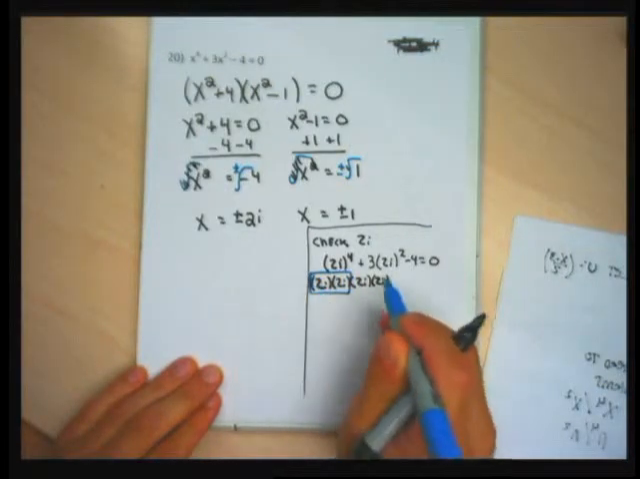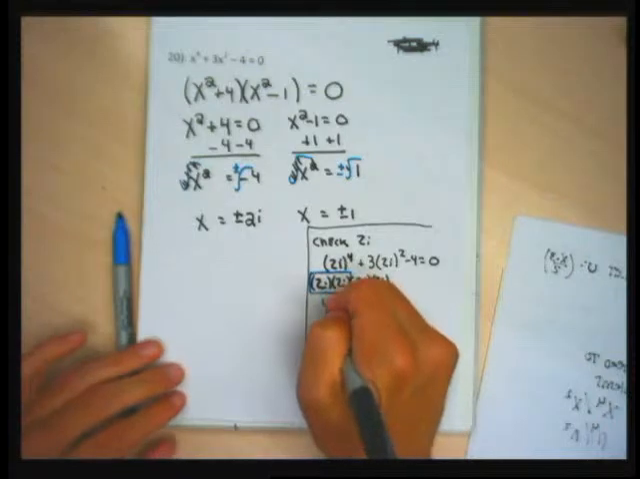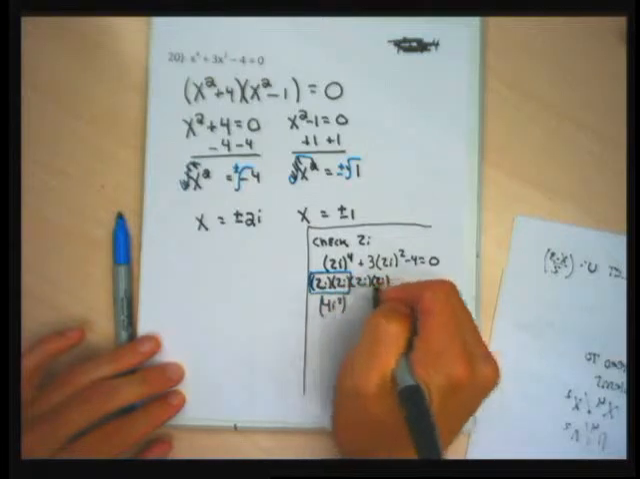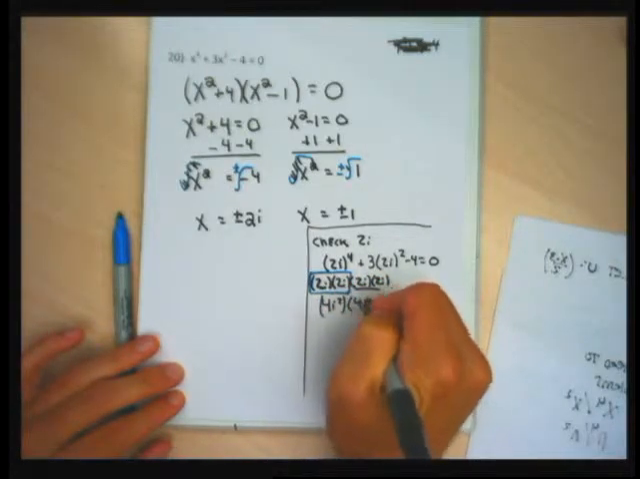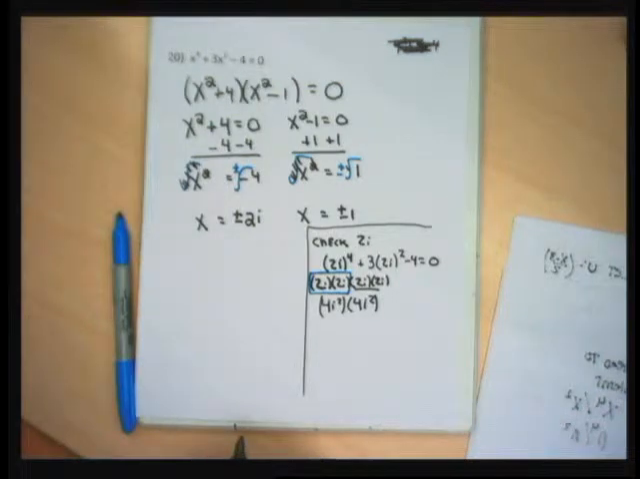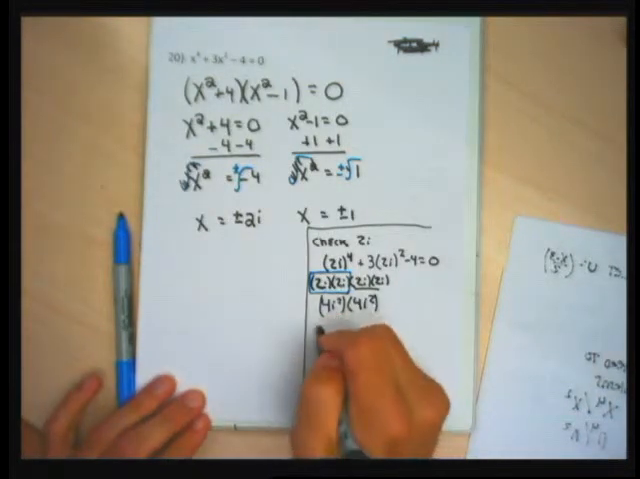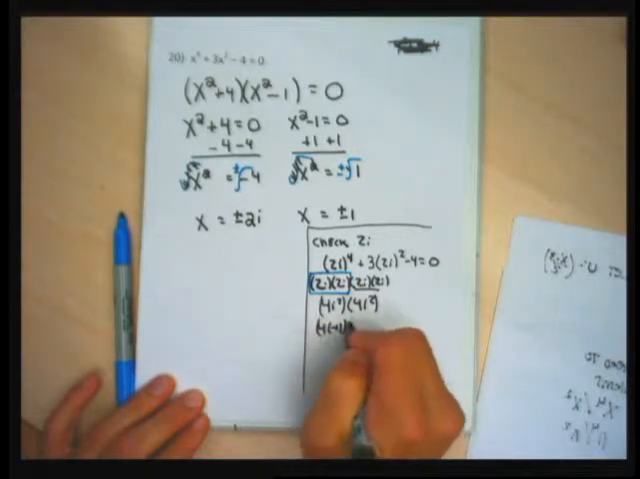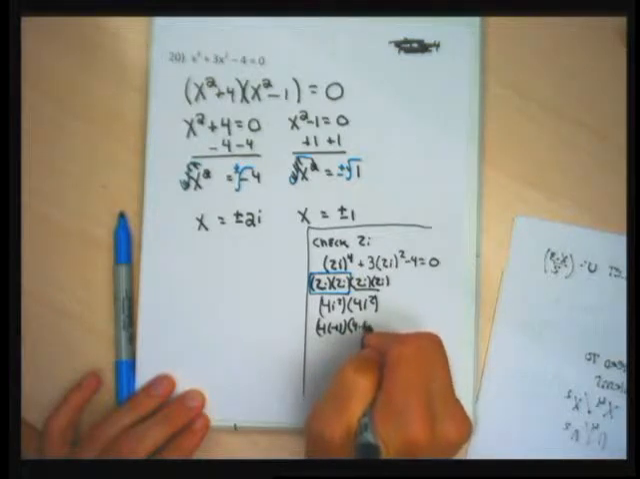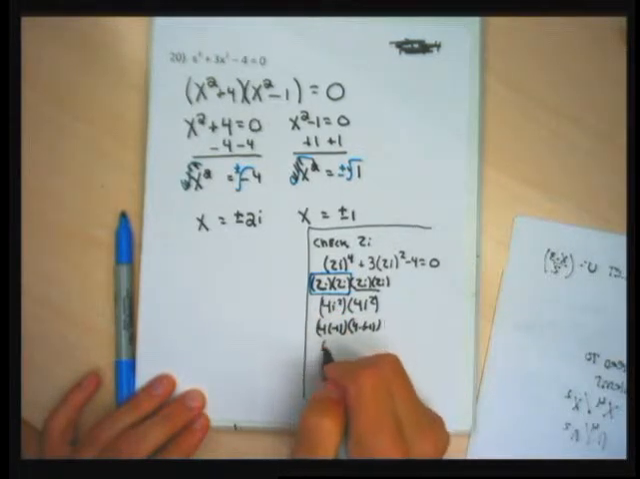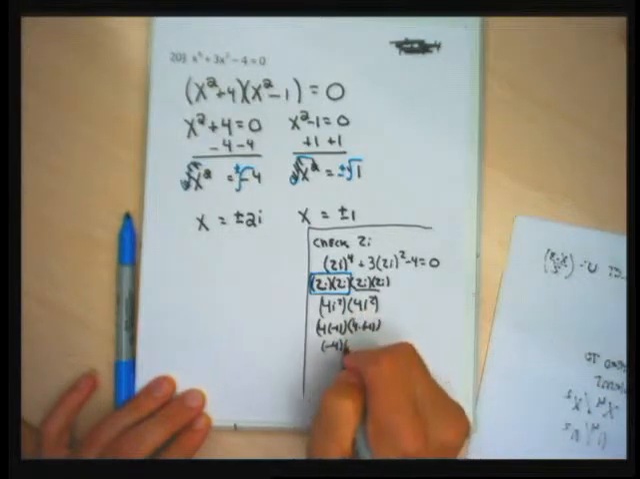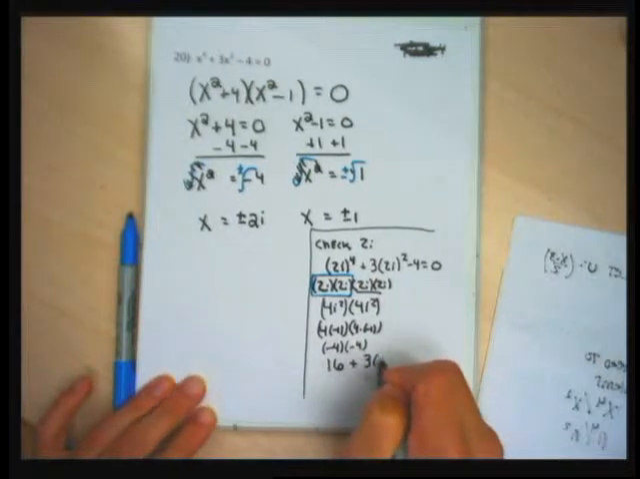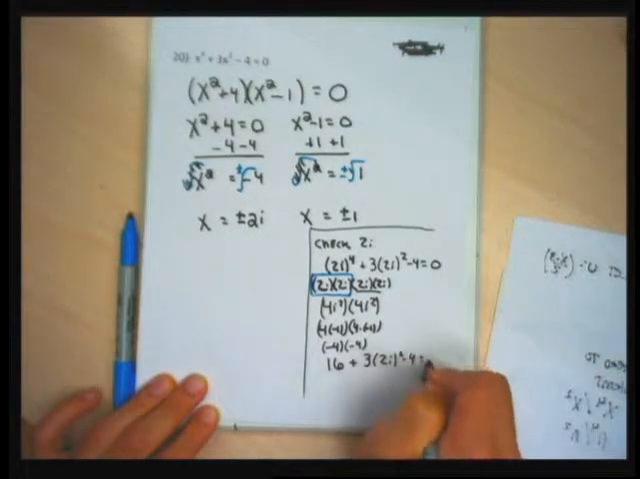I'm going to multiply these two parentheses. 2i times 2i is 4i squared. And then this parentheses, 2i times 2i, is 4i squared. 4i squared is 4 times -1, which is -4. This is 4 times -1, which is -4. So I'm going to get 16 plus 3 times 2i squared minus 4 equals 0.